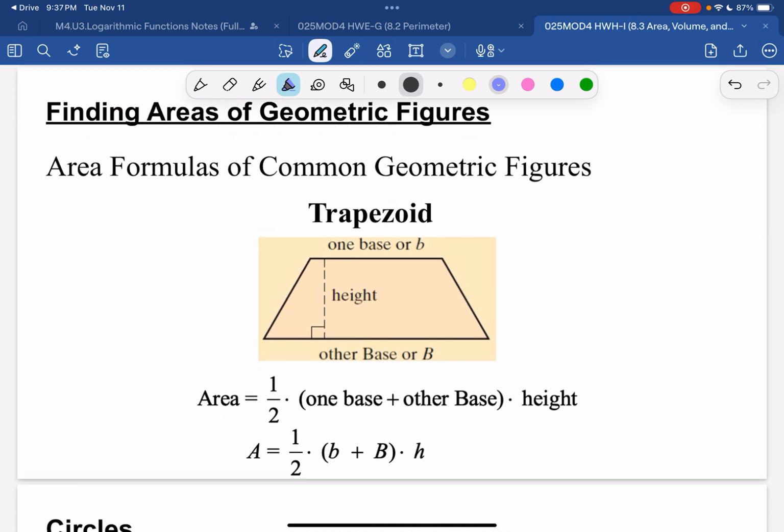Okay, the next figure we have is a trapezoid. With a trapezoid, you've got two bases. You can see we've got one base that we're going to call lowercase b. We've got another base that we're going to call capital B. And then we've got the height. You can see the height is still making a perpendicular line. It's still 90 degrees with the base. And so to find the area of a trapezoid, we're going to find 1/2 times both of our bases. So we're going to add those two together, base plus base, and then we're going to multiply it by the height.